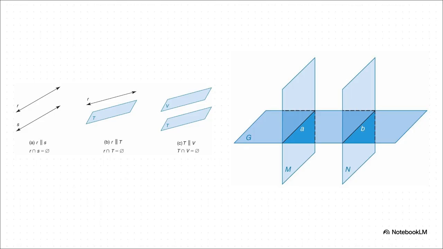Yeah, this slide lays it out beautifully. Over on the left, that's parallel in action. It can be two lines, or a line and a whole plane, or even two planes. The rule is exactly the same. They never touch. Then on the right, you see the only other possibility, intersection. They cross, and their whole relationship is defined by that single point or line where they meet.